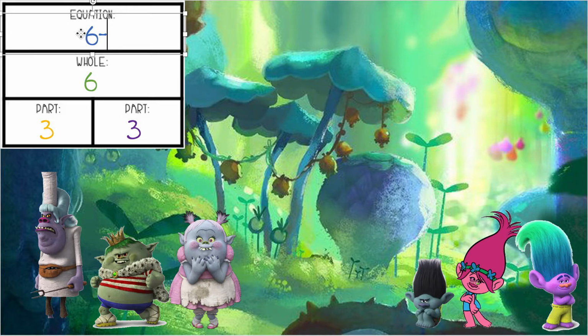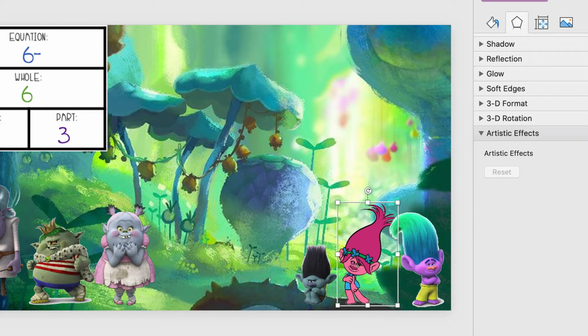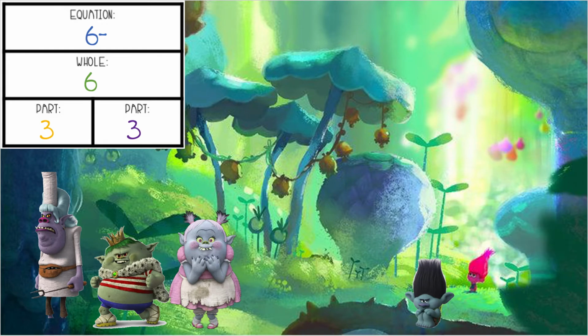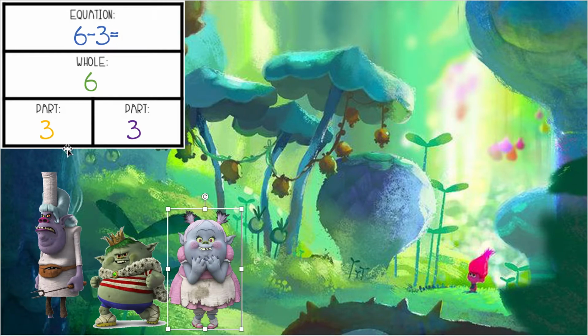Subtract means to take away. So let's take away one of my parts. Let's take away my trolls. Let's take these guys away. Ignore this one. He's all by himself. So let's take away my trolls. I just took away 3 parts. How many do I have left? I have 1, 2, 3 Bergens, which I already knew because it was over here. So I had 6 things in my trolls village. I took away 3 of them, and now I have 3 left.